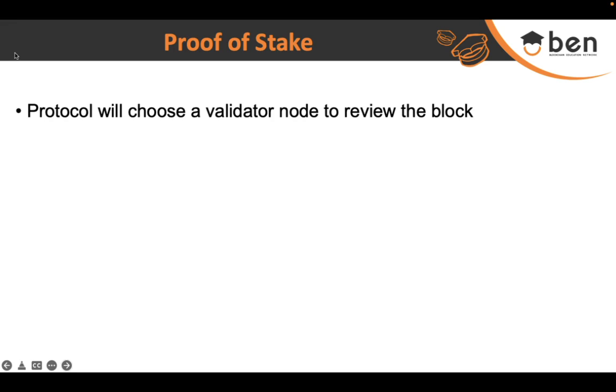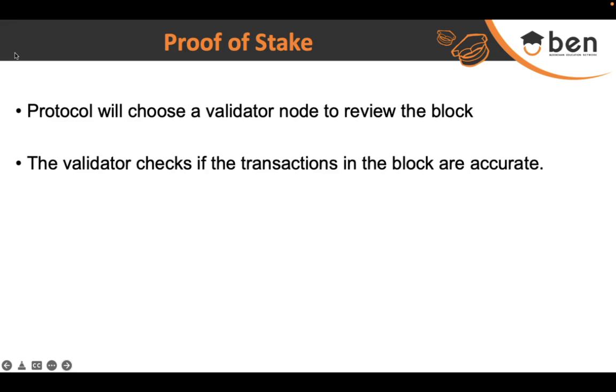Then, in the proof of stake protocol, an algorithm will randomly choose a validator node to review the block. This choice of the validator depends upon a number of parameters, and it differs from blockchain to blockchain. Mostly the algorithm is a mix of randomization plus some importance to the amount you are staking. So depending on a lot of factors, a validator is chosen to review a particular block.